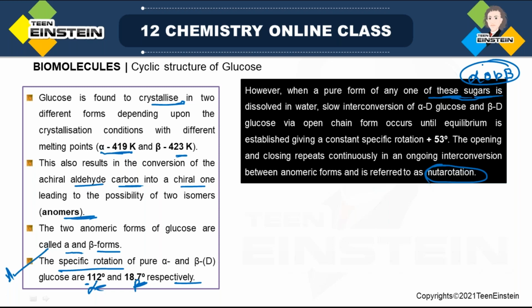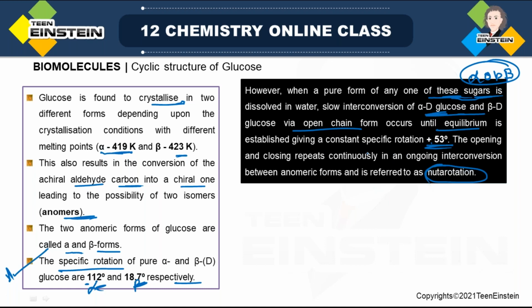But whatever is the case, when you dissolve it in water, what happens? Now there is slow interconversion of these two forms. Alpha D glucose will be gradually converted to beta, and beta will be gradually converted to alpha. But that is possible only via the open chain form. Alpha D directly cannot be converted to beta. It has to go through the open chain form. Then only it is possible. And ultimately, an equilibrium is reached, which gives a constant specific rotation. Now look at the value. It is not 112, it is not 18.7, it is something in between.